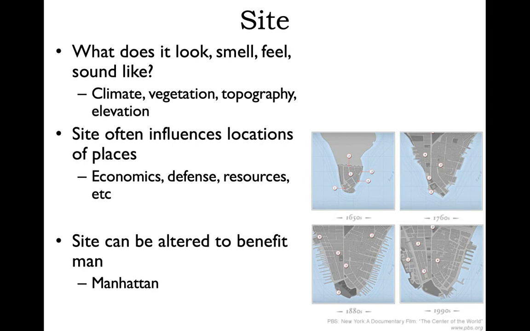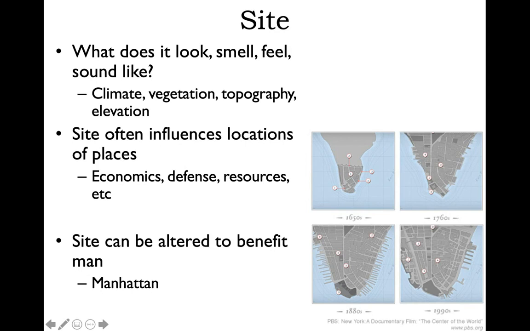Our example is the city of Manhattan in New York. This map shows the development of New York from the 1650s to the 1990s. Manhattan started as a small island in which only the very tip of the peninsula was inhabited. Over time, as more and more people began to settle there, the site, or what Manhattan looked and felt and smelled like, began to change and evolve.